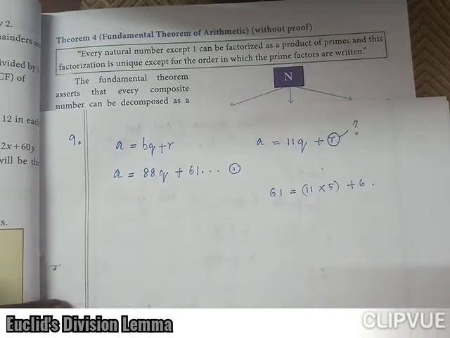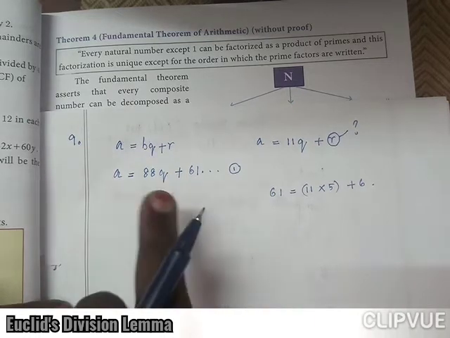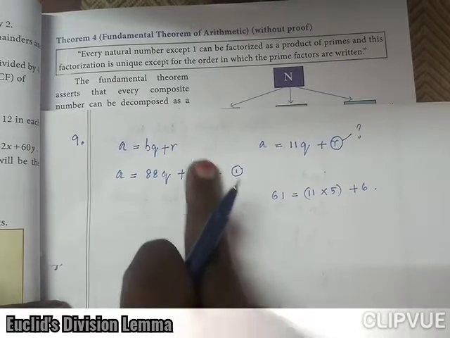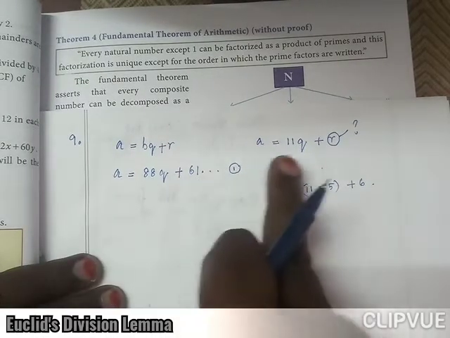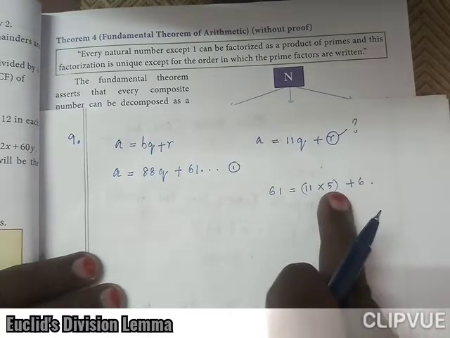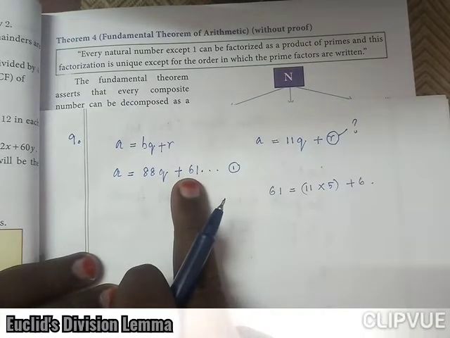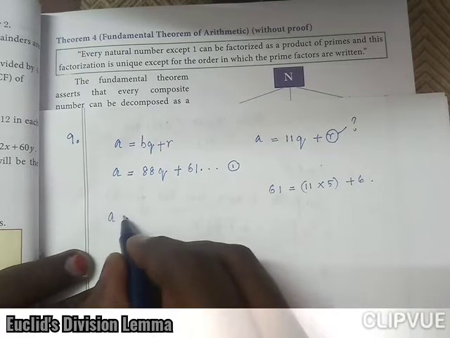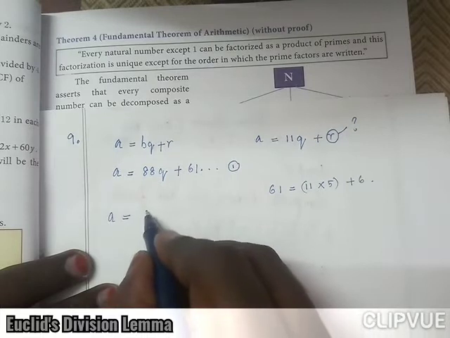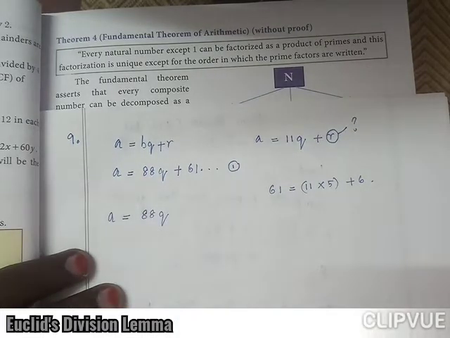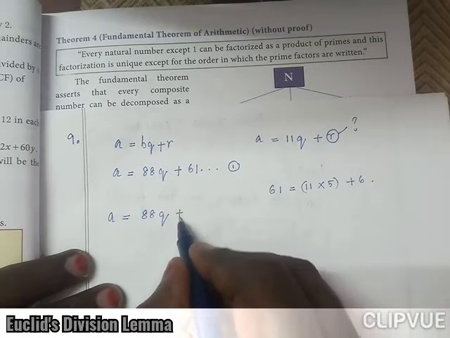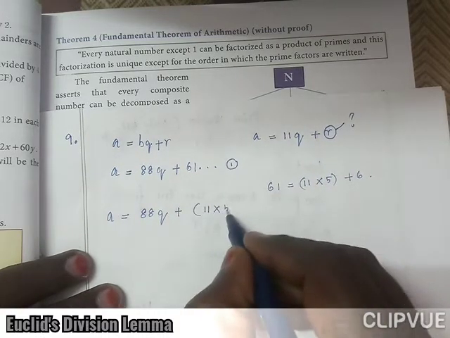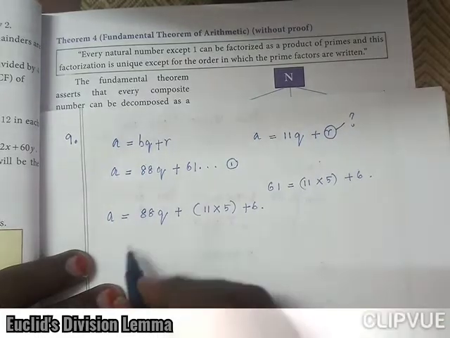Sir, why should we write like this? This is the only way to find the answer. That's why I have used this method. So this 61, if you divide by 11, what do we get? 5 times plus 6. So I am going to replace 61 by 11 into 5 plus 6. So A is equal to 88Q plus, instead of this 61, 11 into 5 plus 6.